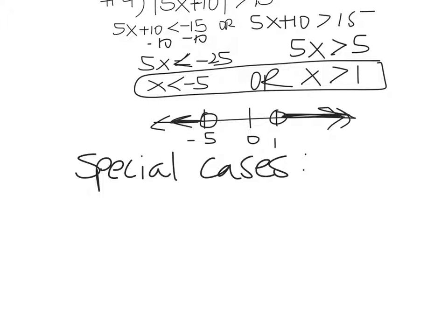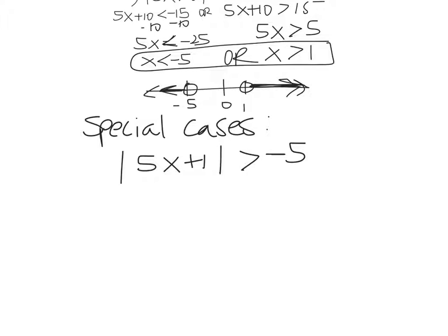If I have the absolute value of 5x plus 1 is greater than negative 5, or if I have the absolute value of 5x plus 1 is less than negative 5, something special happens, just like in your homework last night when you did solving equations and you got to equal to negative 5 and you stop and you say no solution because an absolute value cannot equal a negative number. So let's look at these.